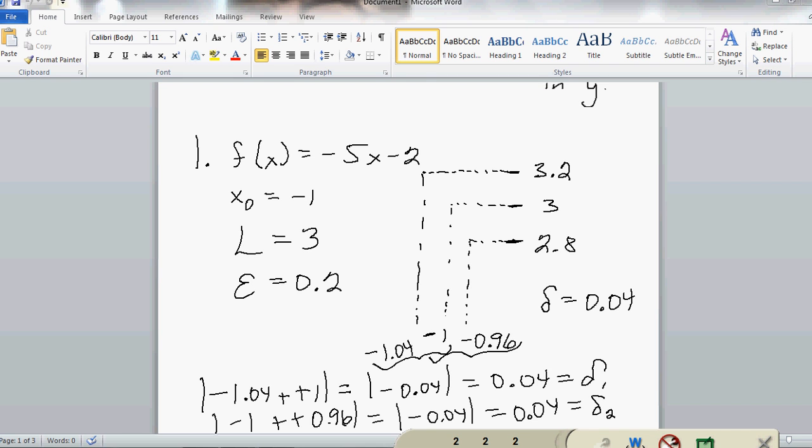Now sometimes these are different depending on the function. But since they're both the same, our delta is 0.04. If they were different, we would take the one that was bigger, and that would be our delta. So the final answer is delta is equal to 0.04.